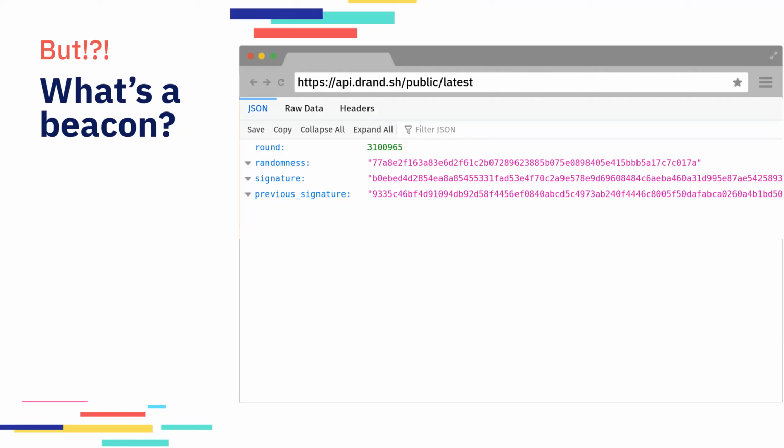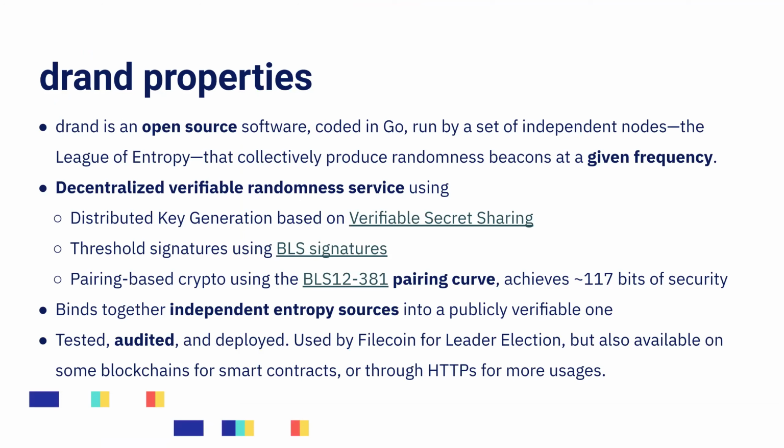So what's a beacon really? As you can see here, we got a round number, we got a randomness value that is relatively short, we got a signature that is relatively large, and we get a previous signature that's also relatively large. Let's go back a bit, and recall what drand is. drand is open source software made in Go that is meant to be run by a set of servers or nodes. And these servers are going to produce random beacons at a given frequency.